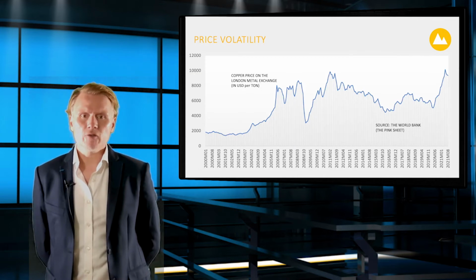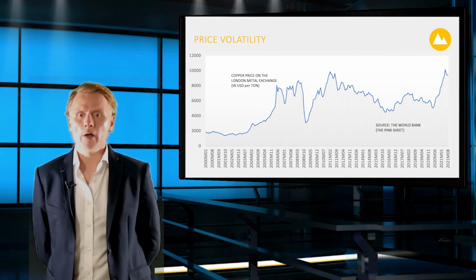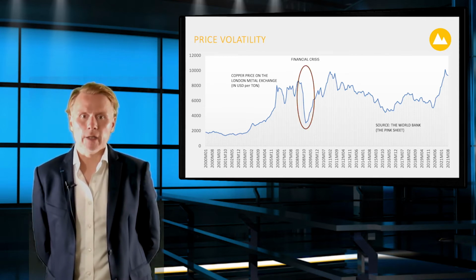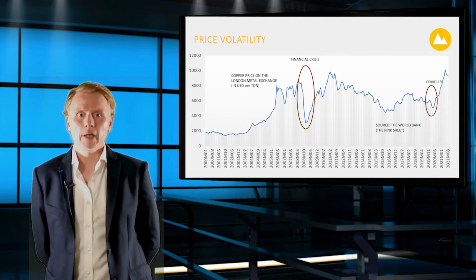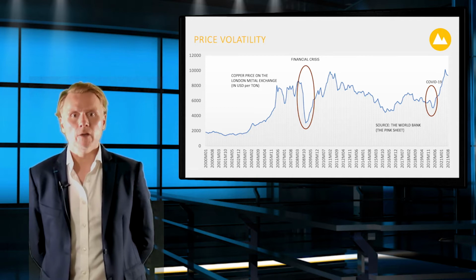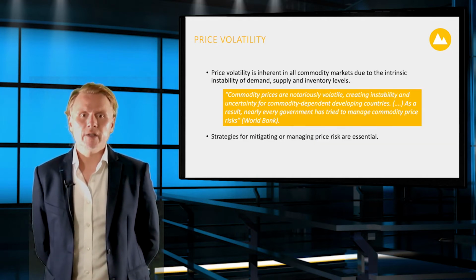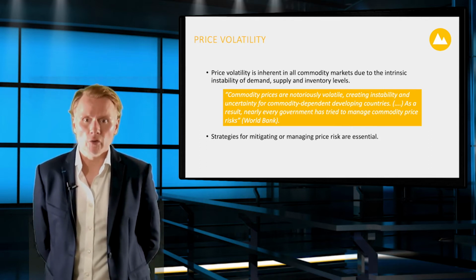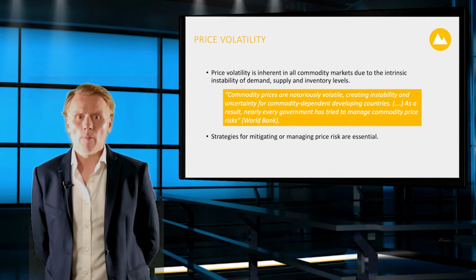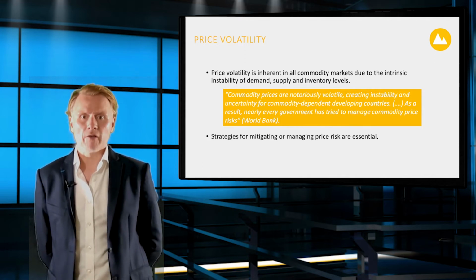You can see on this graph the price of copper on the London Metal Exchange, which is the reference market for industrial metals, with considerable drops following the financial crisis of 2008 and, of course, the beginning of the COVID-19 pandemic in the first months of 2020. This volatility obviously has a considerable impact on the turnover of companies producing or using commodities, on the income of exporting or importing countries, and on the purchasing power of households.